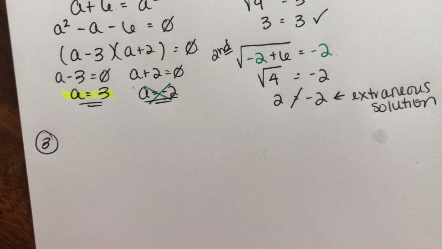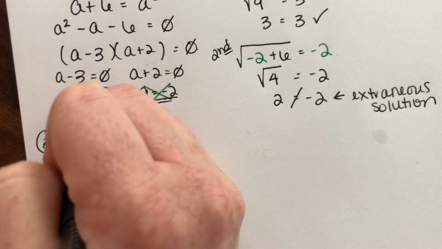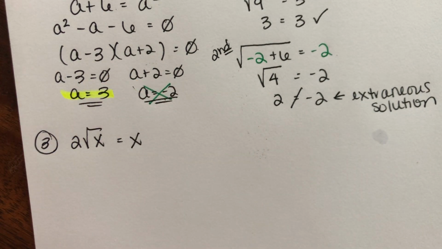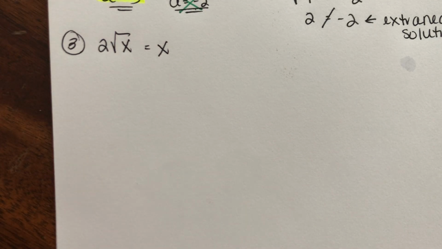And that says square root of 2 times square root of x equals x. 2 times square root of x equals x. There's a lot of moving around in this problem. There's quicker ways to solve it. I'm just going to stick to the same rules we talked about.